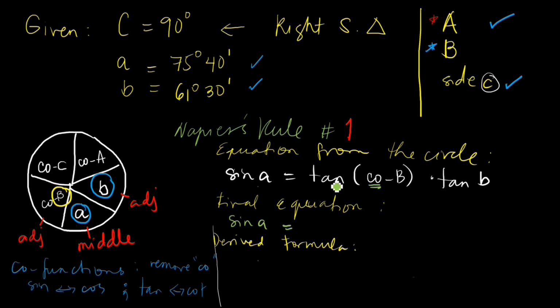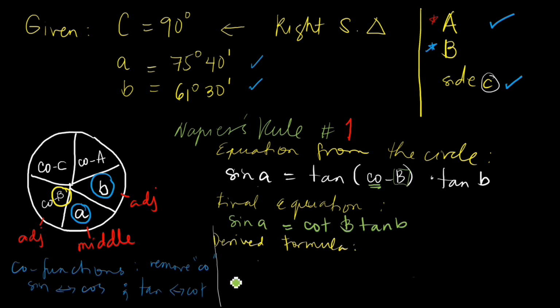On the right side, we have the tangent of the complement of B. So complement, remove the CO. Remember, the tangent can be replaced with cotangent. Then copy the side or the part. Copy the angle, the part of the spherical triangle. So that is angle B. And then copy this tangent B. So we already have our final equation.